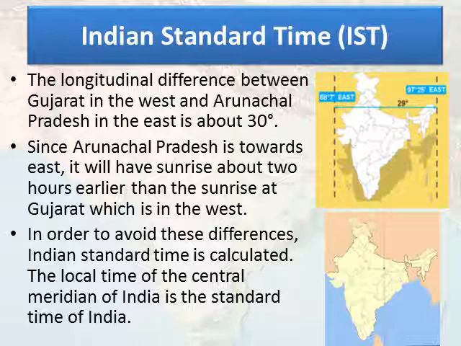Dear children, the longitudinal difference between Gujarat in the west and Arunachal Pradesh in the east is about 30 degrees. Since Arunachal Pradesh is towards east, it will have sunrise about 2 hours earlier than the sunrise at Gujarat, which is in the west. In order to avoid these differences, Indian Standard Time is calculated. The local time of the central meridian of India is the Standard Time of India.